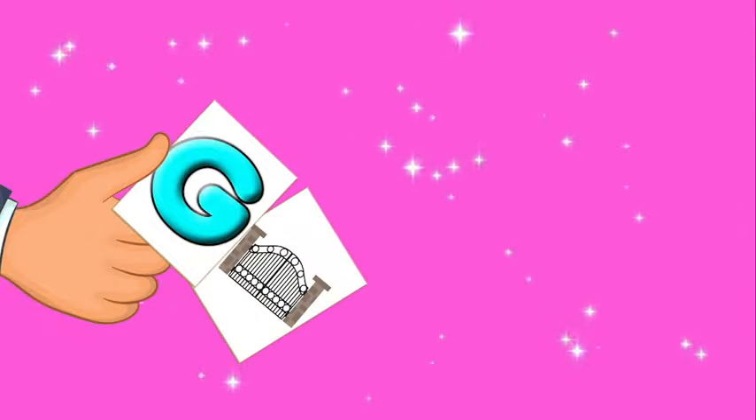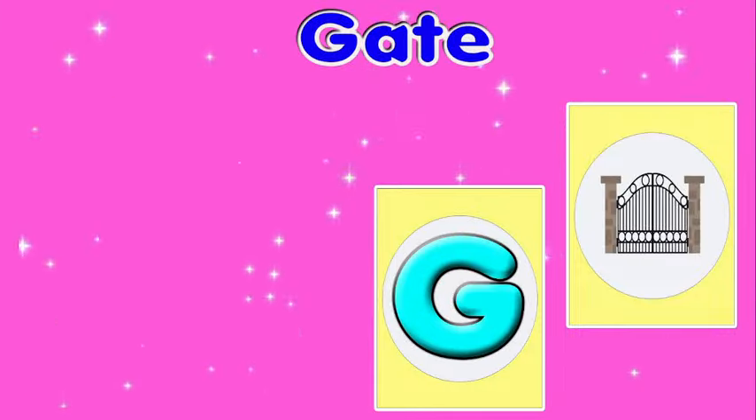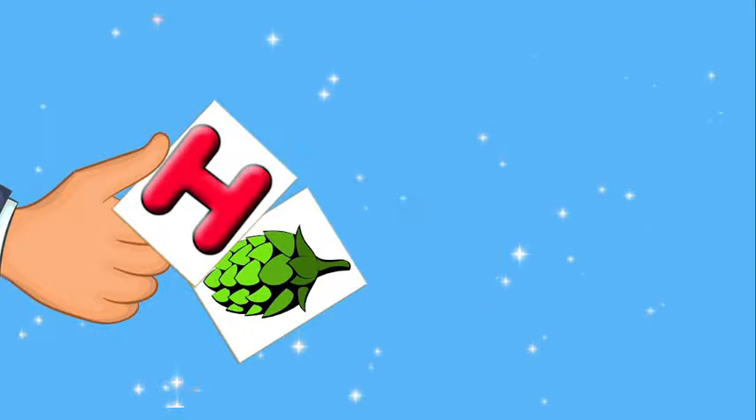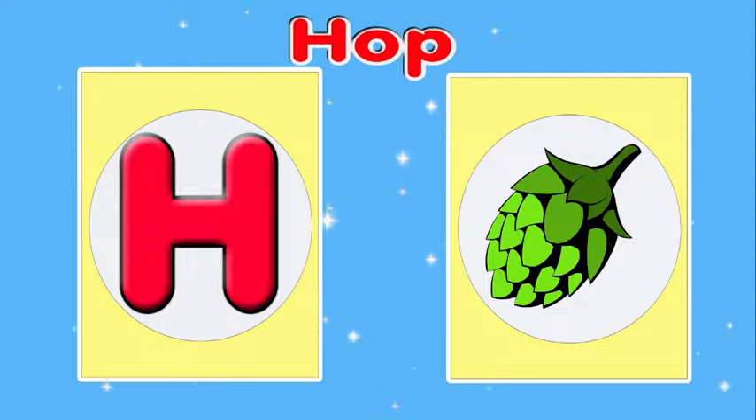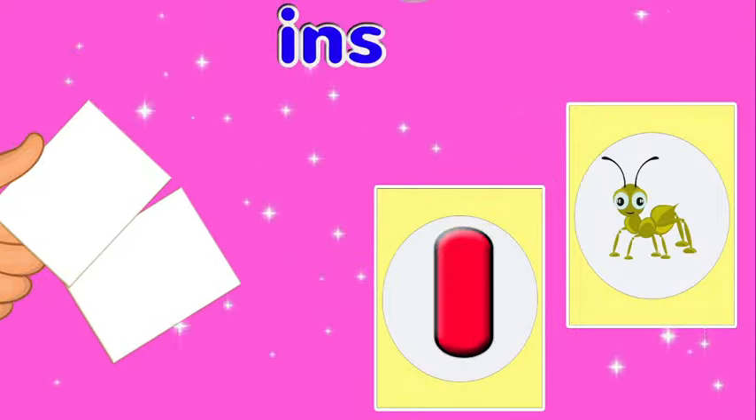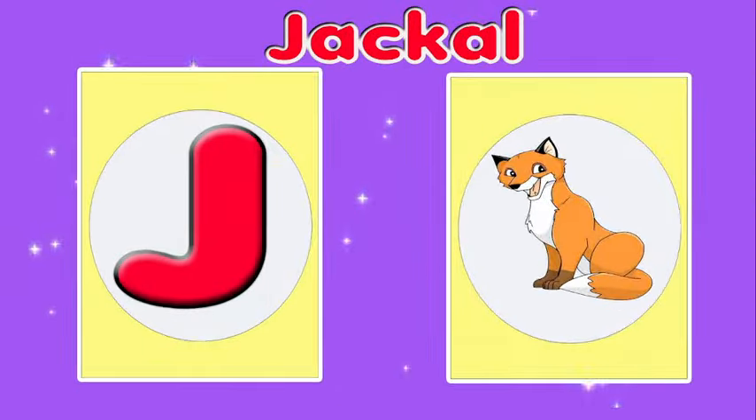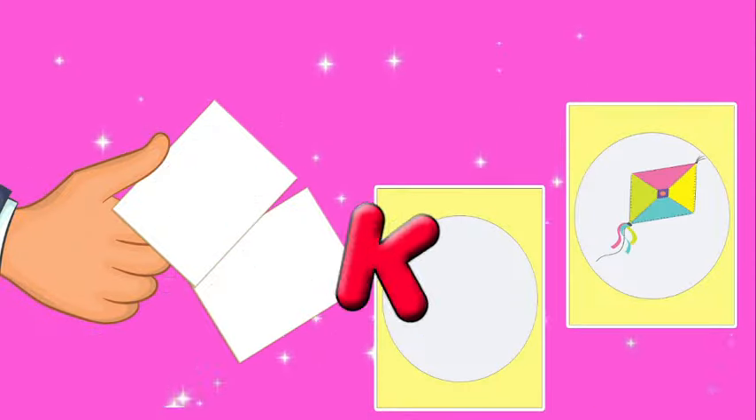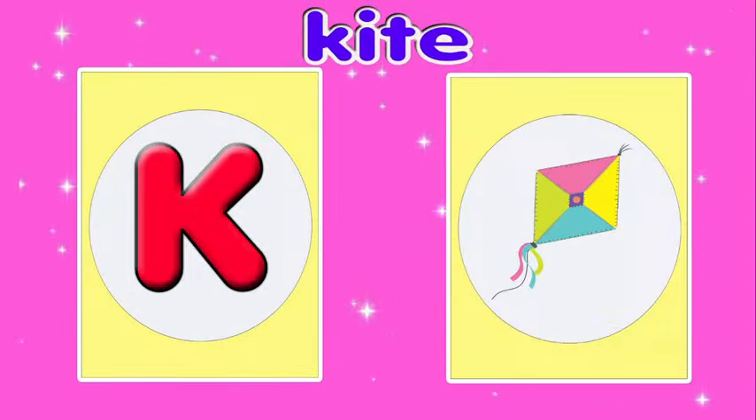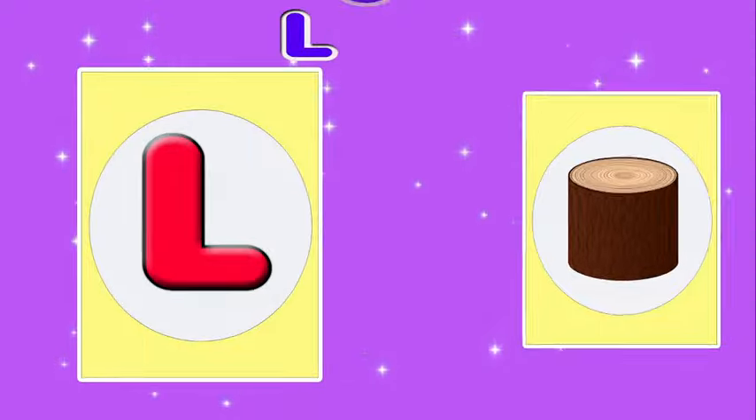G, gate. G for gate. H, hoop. H for hoop. I, insect. I for insect. J, jackal. J for jackal. K, kite. K for kite. L, log. L for log.